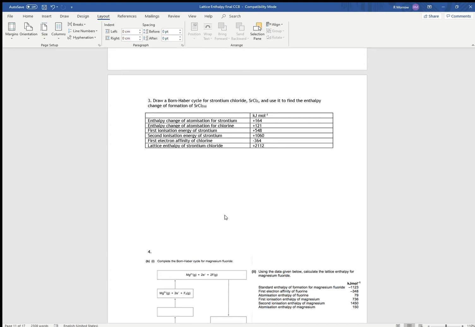Potassium iodide is exactly the same as sodium chloride, which we did earlier, except instead of sodium you've got potassium, and instead of iodine you've got chlorine from earlier, right?